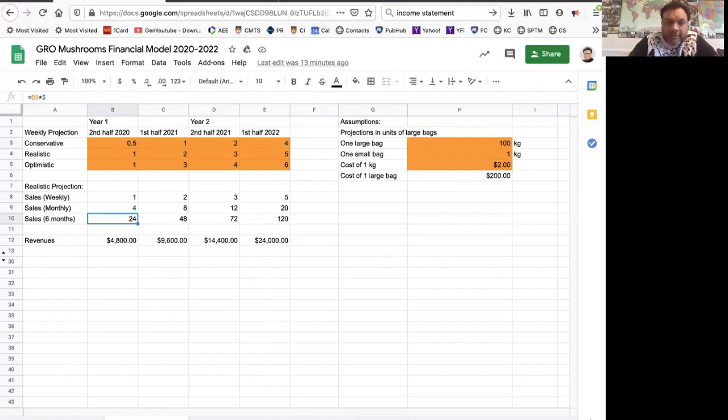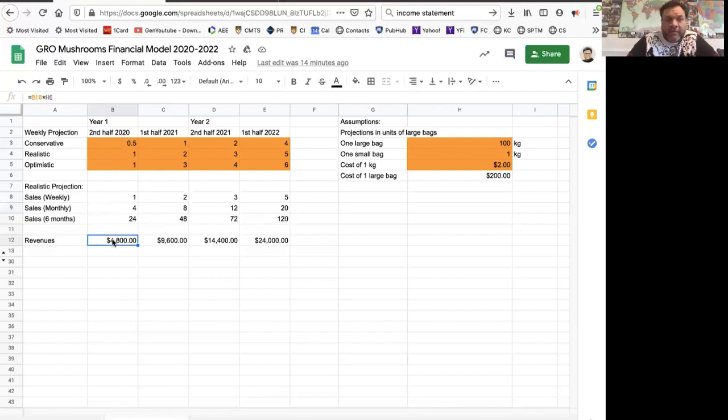Okay. Notice that only the numbers on top are in orange. When we get to our sales on a monthly basis or a 6-month basis, they are not in orange. Why? Because we take the numbers from on top here, and then in the model, we multiply it by 4. Why do we do that? So that this model will auto-update itself as the projections change. And that's what you want your model to do.